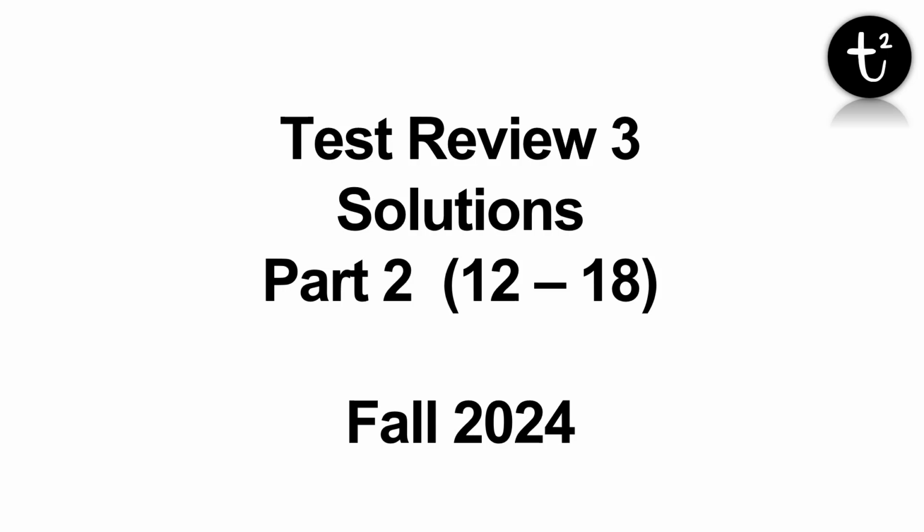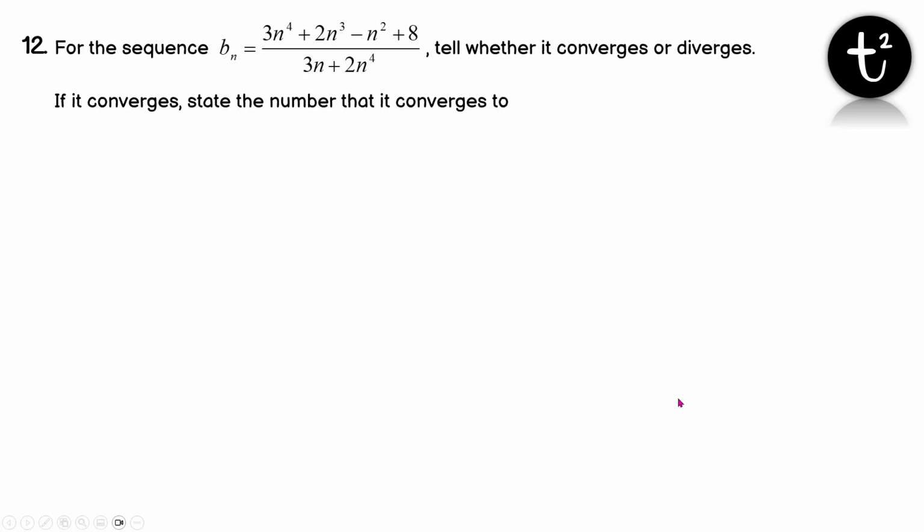All right, we are still looking at the solutions for test review number 3. I'm going to say this is part 2, problems 12 through 18. And problem number 12 wants us to tell whether the sequence b sub n converges or diverges.